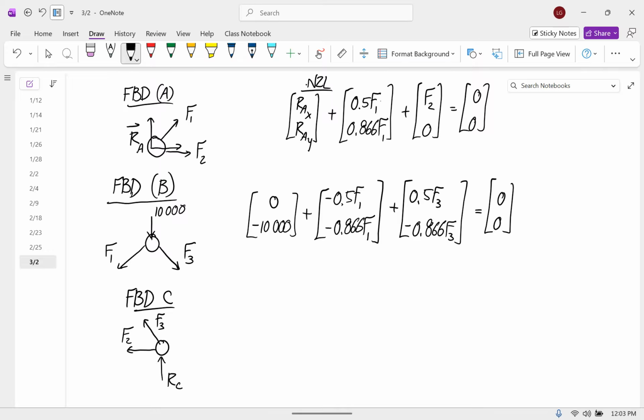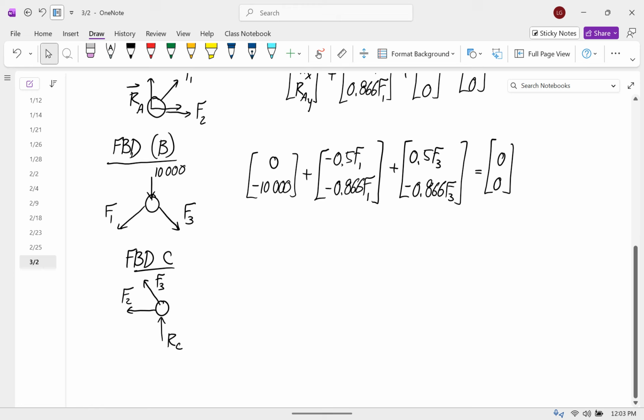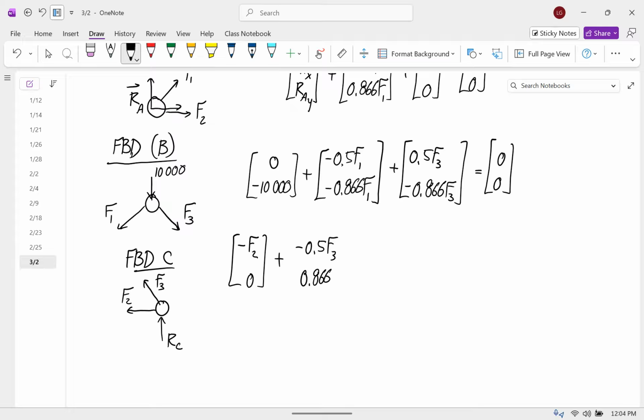And then that's a roller, so the force applied by the ground just follows the rules of a roller, just straight up. So we have negative F2, 0, negative 0.5 F3, positive 0.866 F3, plus 0 RC is equal to zeros.